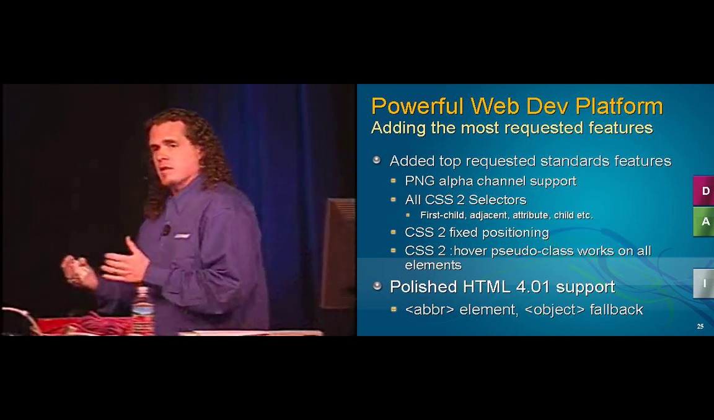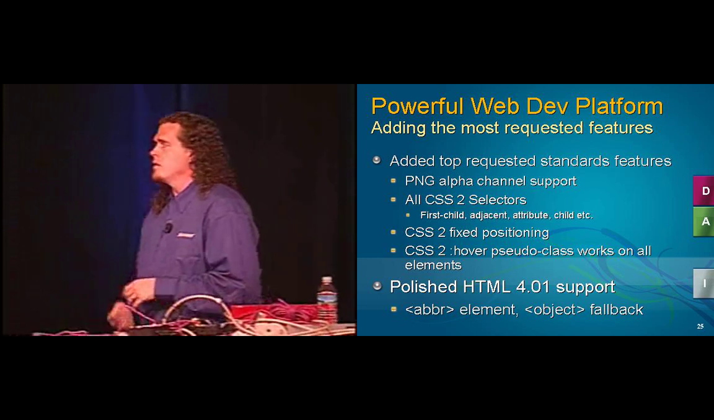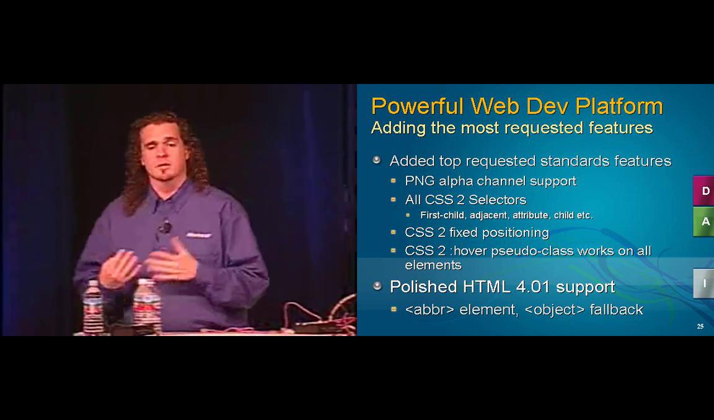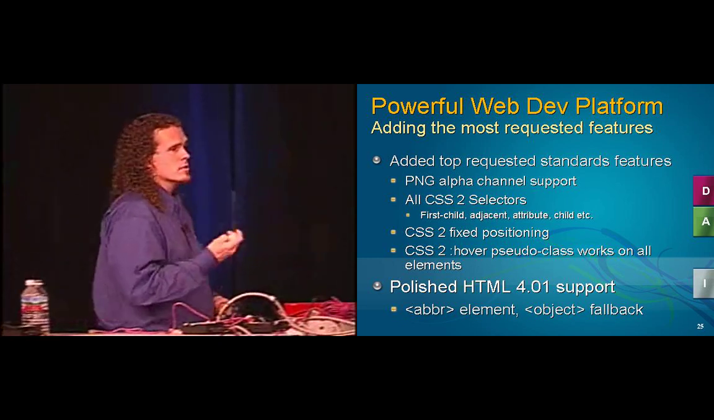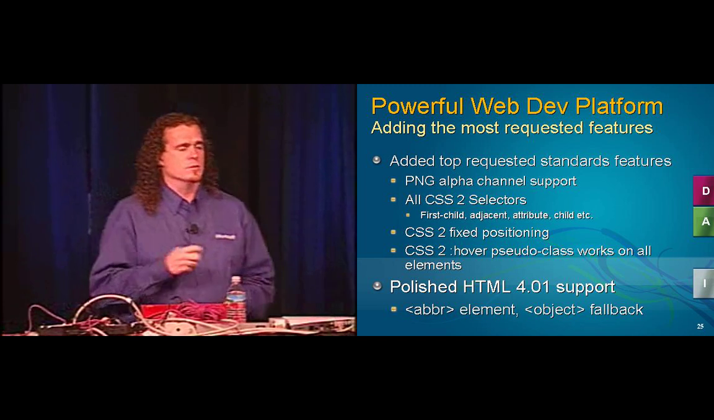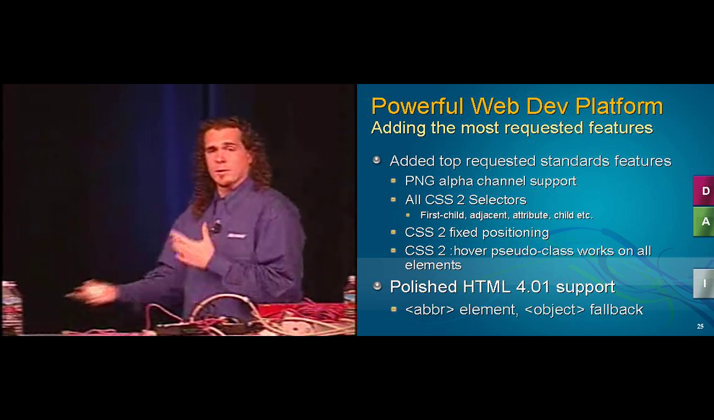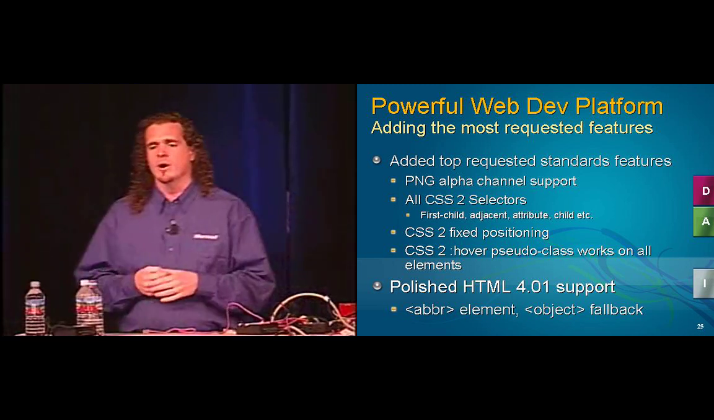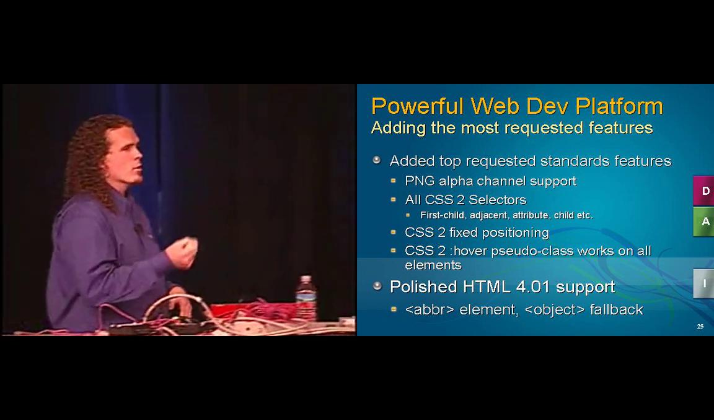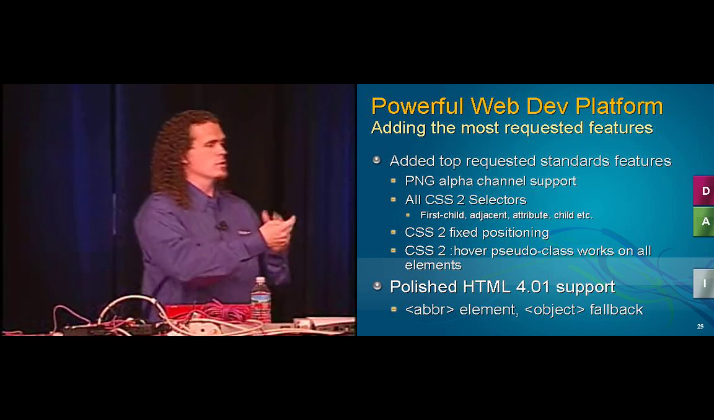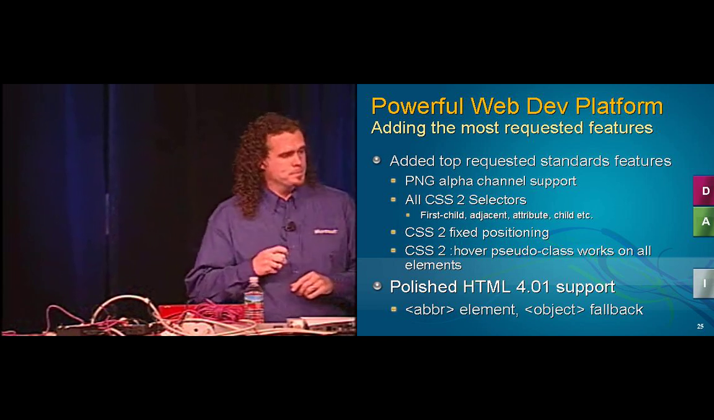On top of just fixing a lot of the problems and bugs that were in our system, we've actually added a bunch of the top most requested standards features as well. I think it's no real secret. We announced back in February or March that we added alpha channel support in PNG images, so you can have partially transparent areas of PNG images.